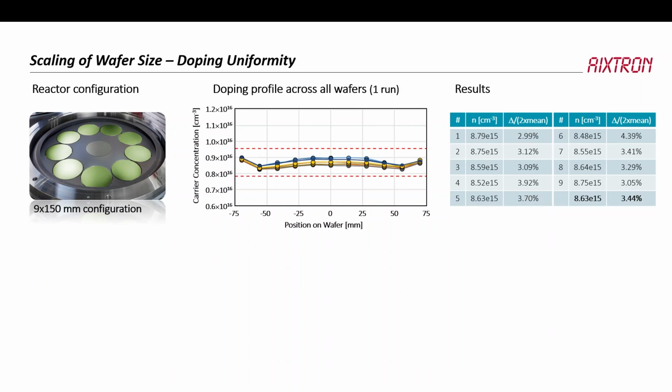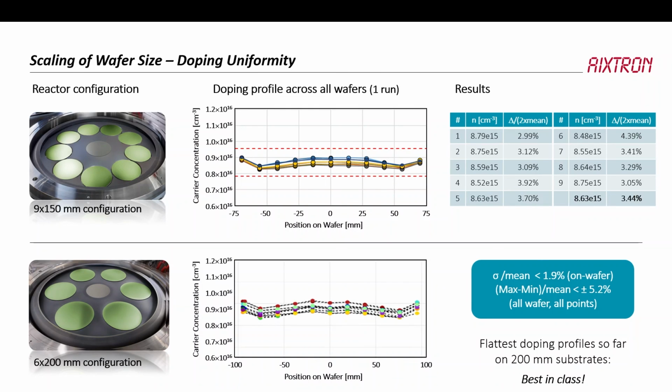And this is the same result for doping. So this is a doping profile across the same 9 wafers, 150 millimeters. So we're at 3.4% doping, and a similar result here for the 200 millimeter wafers as well. So doping and thickness uniformity can be achieved for silicon carbide as well using CVD technologies.